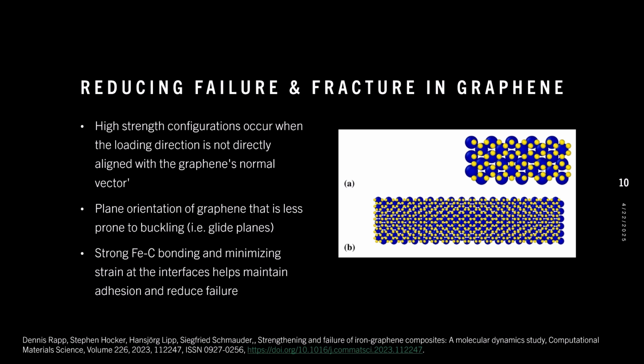And third, strong interfacial bonding, particularly between iron and carbon, plays a huge role. When iron-carbon bonds are strong and strain is minimized at the interface, adhesion improves and failure becomes less likely. On the right, you can see a visual representation of the graphene layers and how atomic orientation affects structural behavior.